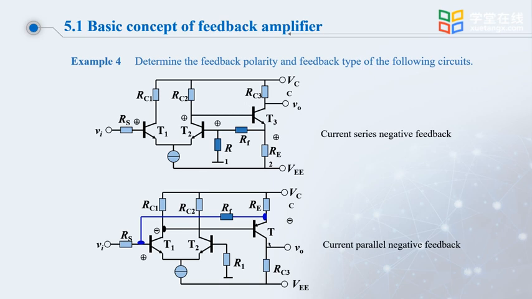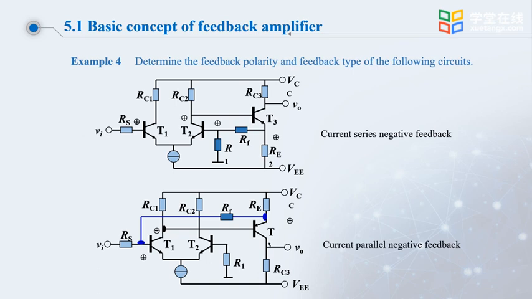Then the instantaneous positive of the T2 tube, does it go forward? The base of the T3 tube is also instantaneous positive. The emitter of the T3 tube is also instantaneous positive. Because it is a series feedback, the concern is the effect of the voltage signal coming back from the feedback element on the basic input signal.